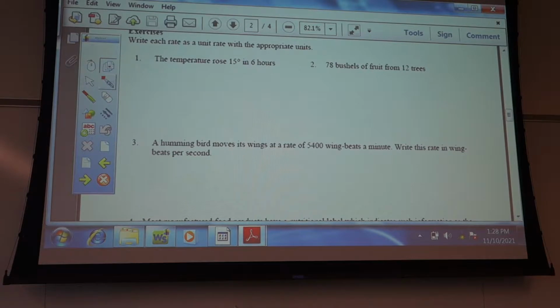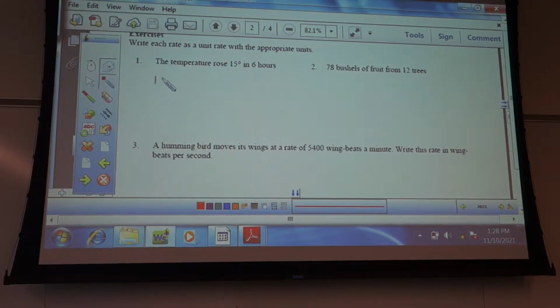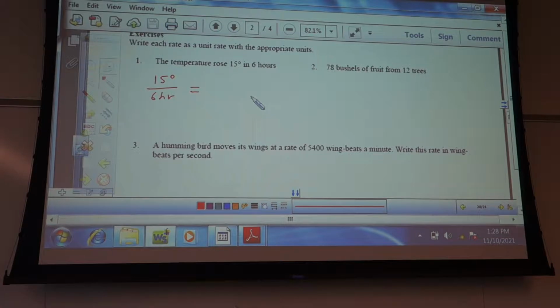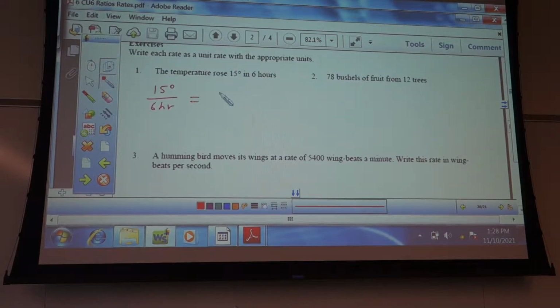Temperature rose 15 degrees in 6 hours. 15 degrees per 6 hours. Get out your calculators, divide them. What did you folks get? 2.5 degrees per hour. Is that everyone all right, that part?